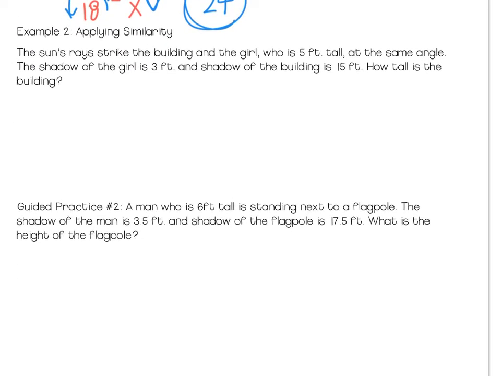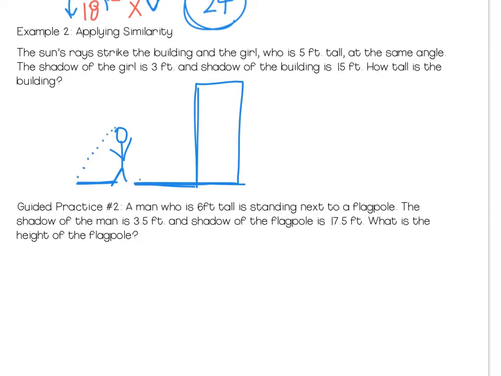Example 2, applying similarity. The sun rays strike the building and a girl who is 5 feet tall at the same angle. The shadow of the girl is 3 feet and the shadow of the building is 15 feet. How tall is the building? So I've got a girl and I've got her shadow. Then I've got a building and I've got its shadow. And they create a triangle.